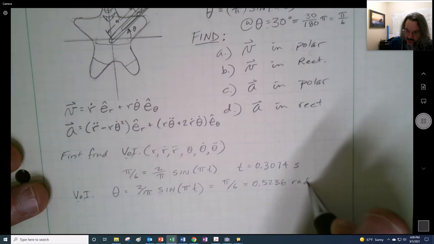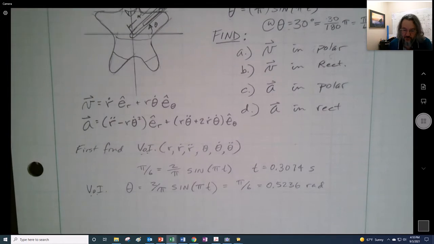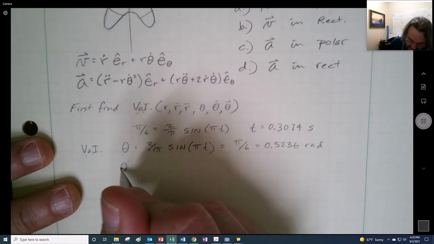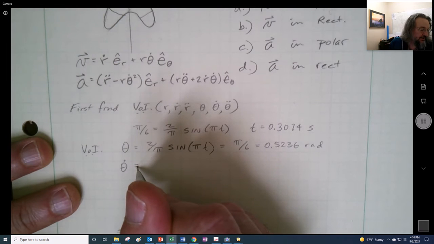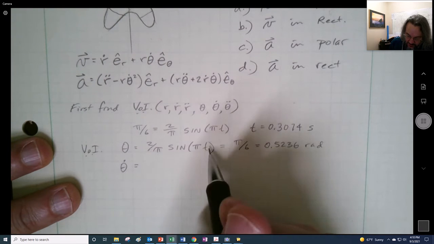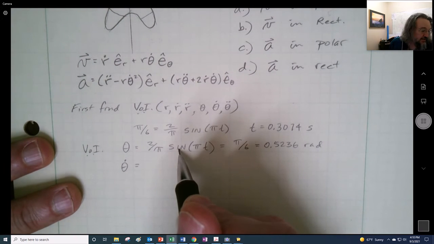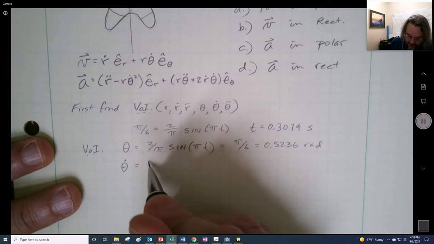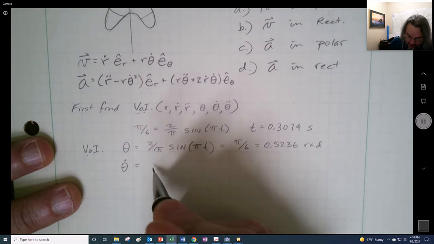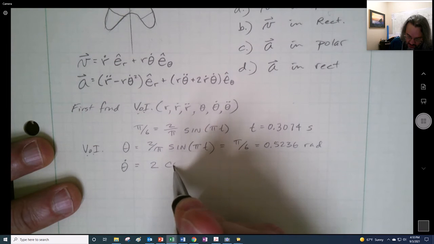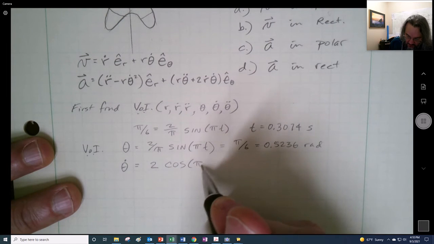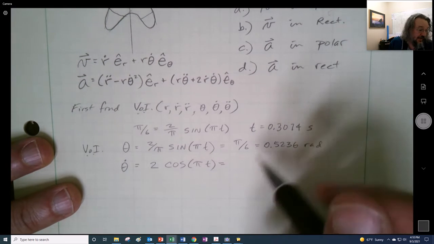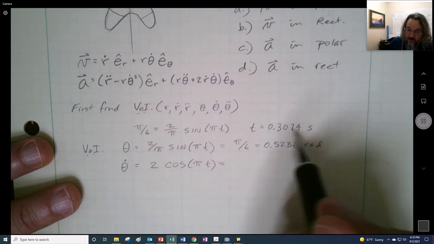0.5236 radians. We don't really need that at this point, but maybe for something. All right, so theta dot here is just going to be the derivative of this. Well, the derivative of the sine is going to be a cosine, and we're going to take the pi to the outside and multiply it, so that pi right on the outside goes away, so you get 2 times cosine of pi times t, and we already know what the time is going to be, right? So I could plug this back in.